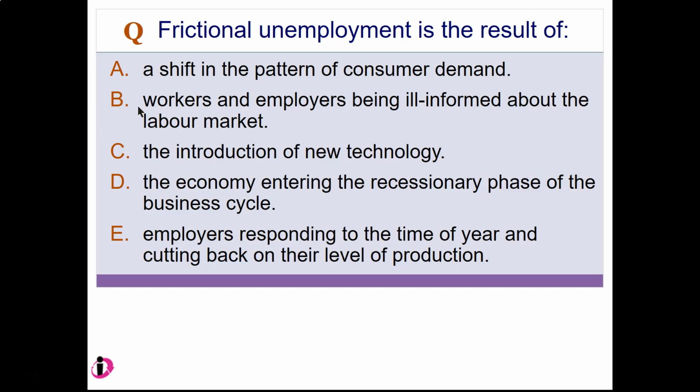Frictional unemployment, or job search unemployment, or in-between-jobs unemployment, is the result of imperfections in information flows. It exists because workers and employers are ill-informed about the labor market. There is no perfect information about available vacancies, and as a result, time is required to find a job. And that is why during this time, workers will remain unemployed.